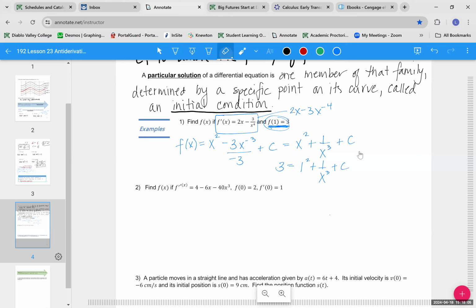Oh, I didn't really plug in the 1 there, did I? I mean, I half did. It was a feeble attempt. All right, there we go. 1 squared plus 1 over 1 cubed. It's a lot of 1's. 1 plus 1, so I've got 2 plus c. So it looks like c must be another 1. Great. So I can say my particular solution, where am I going to write that? I'll go up over here, would be that f of x equals x squared plus 1 over x cubed plus 1. Now this is the particular solution that includes the initial condition.